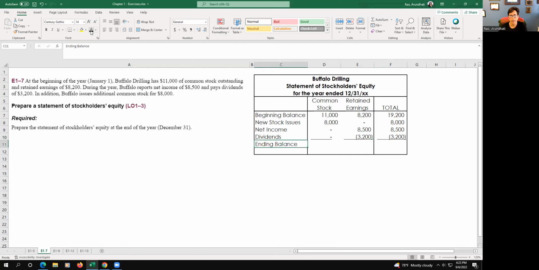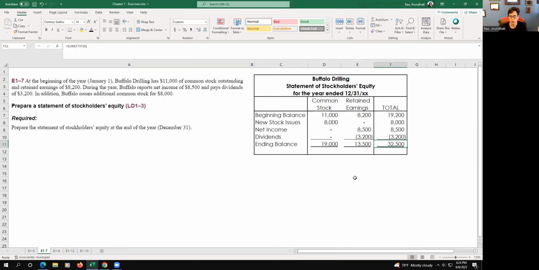This now gives us the ending balance. So the ending balance of common stock, I started with 11,000. I issued 8,000, so I have 19,000 over here. Retained earnings, I started with 8,200. I earned a net income or net profit in the year of 8,500, but I paid out 3,200 in dividends. So what I'm left with is 13,500. Now, whether I add the numbers across horizontally or vertically, I should come up with the exact same answer. 19,000 plus 13,500, I get 32,500, and it should be the same if I go down vertically and add these numbers.